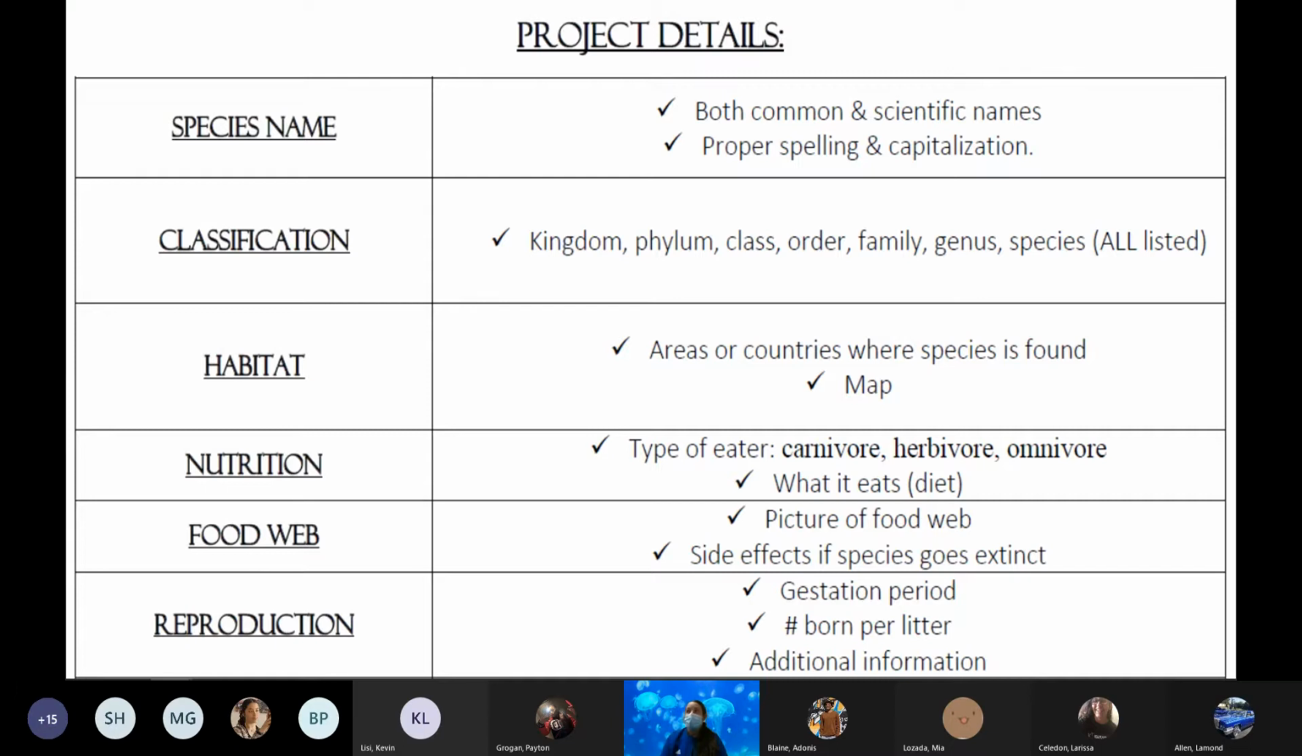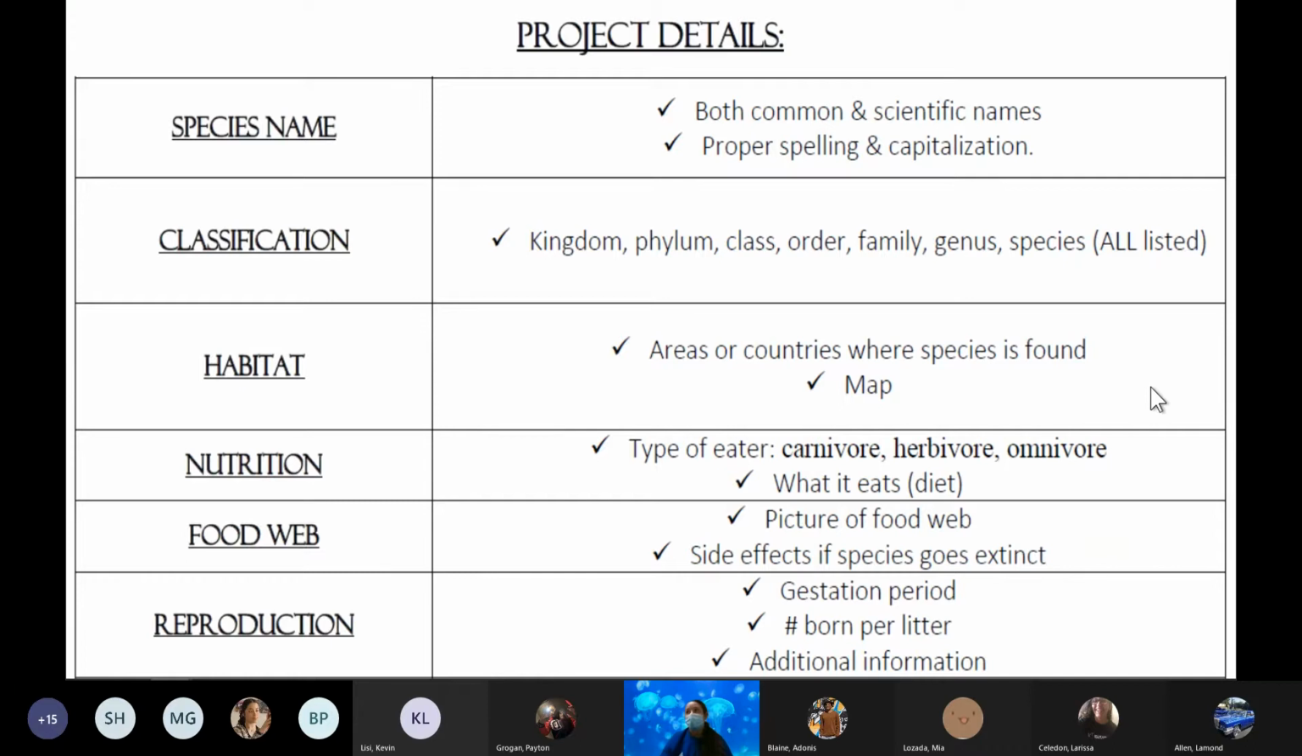Nutrition, what type of eater are they? Are they a carnivore, herbivore, or omnivore? And what do they eat? So mine ate a whole bunch of krill, ate some other stuff, but mostly krill. A food web, a picture of a food web, which are typically pretty easy to find online. And what are the side effects that will happen if the species goes extinct? What's going to happen to that food web or the area if that species goes extinct?